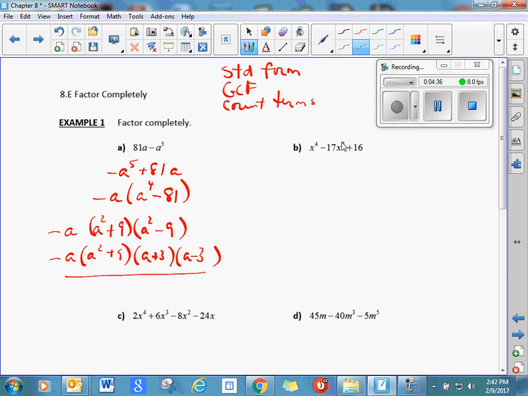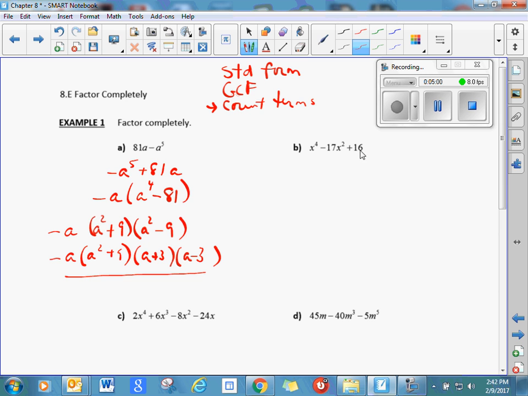Standard form: it's okay that you don't have an x cubed or an x to the first power, as long as what you do have is in descending order. So yes, it's in standard form. Is there a GCF? No, there's not a GCF because there's no x in this last term and there's no common number factor. So I'm now ready to count the terms.